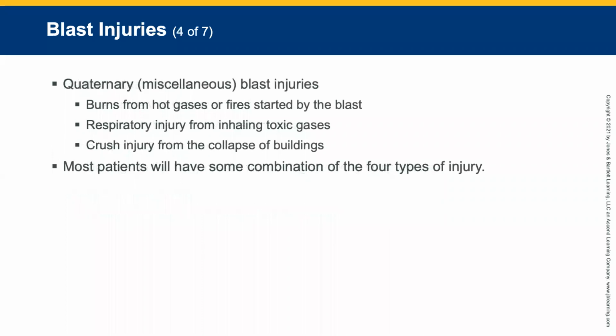So the miscellaneous blast, which is your quaternary, I'm not going to say that right, includes burns from hot gases or fires started by the blast, respiratory injury from inhaling toxic gases, crushing injury from the collapse of a building, suffocation, poisoning, or other medical emergencies, and contamination of wounds from the environment, chemical or toxic substances. Most patients who survive an explosion will have a combination of these 4 types of injuries. That is 100% true.